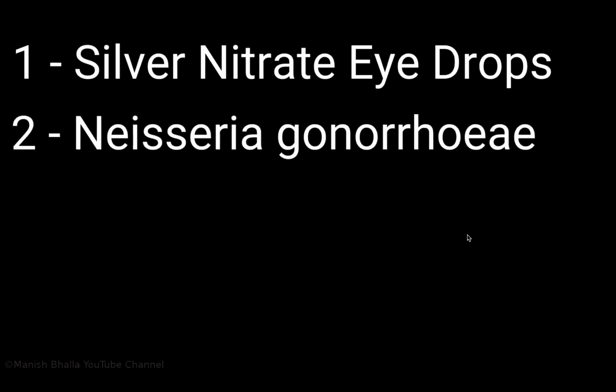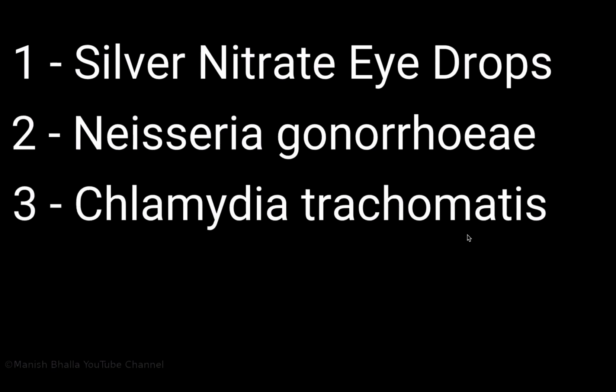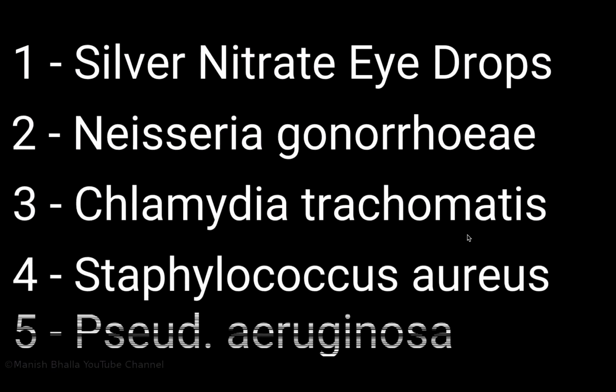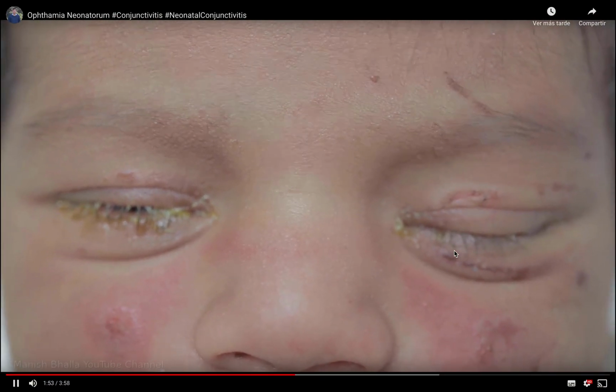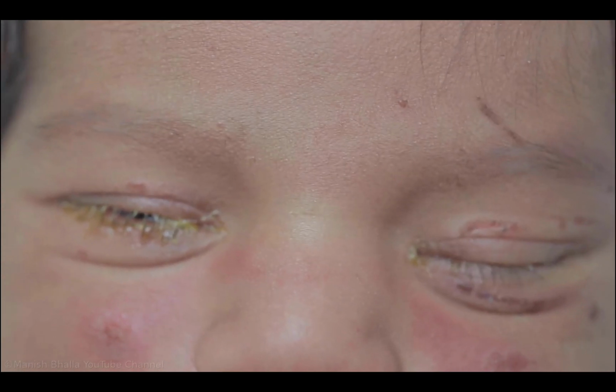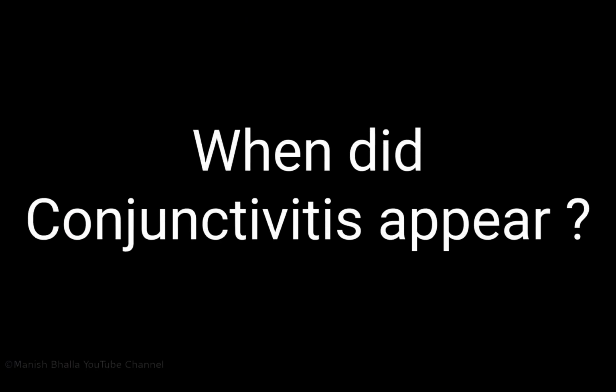Now let's have a look at the causes of ophthalmia neonatorum. It is caused by silver nitrate eye drops, Neisseria gonorrhoeae, Chlamydia trachomatis, Staphylococcus aureus, and Pseudomonas aeruginosa. The next step in evaluating these babies is establishing an etiological diagnosis for definitive management. Whenever you examine a newborn with ophthalmia, the first question that should come to mind is, when did the conjunctivitis appear? The cutoff time frame is 48 hours.